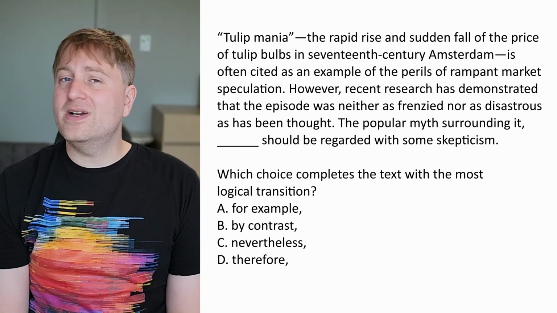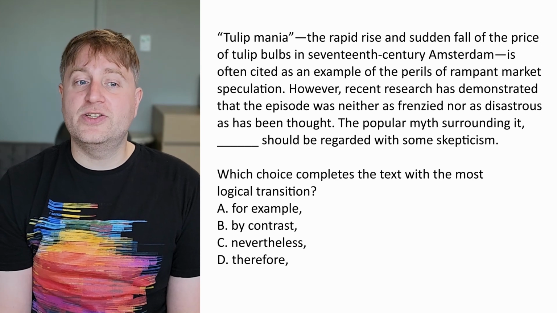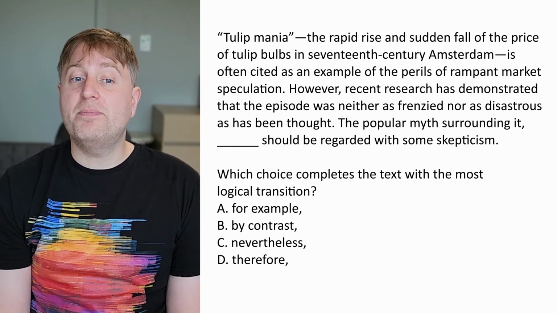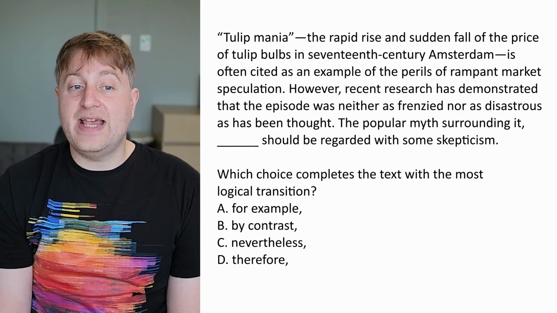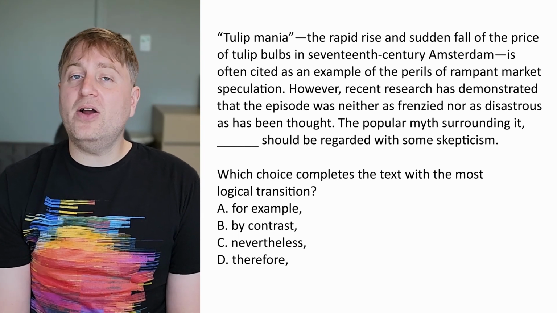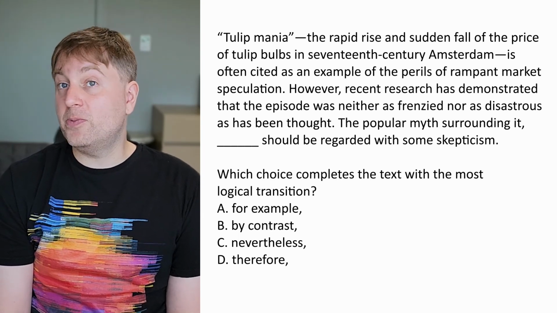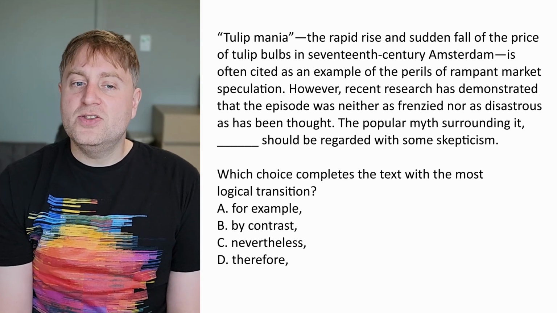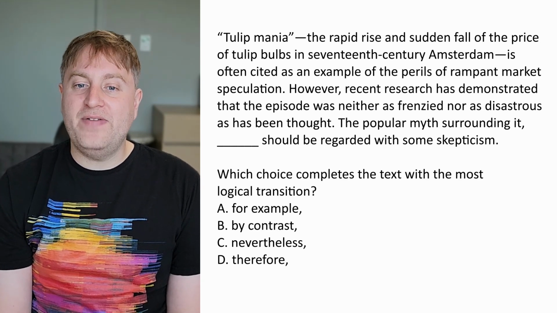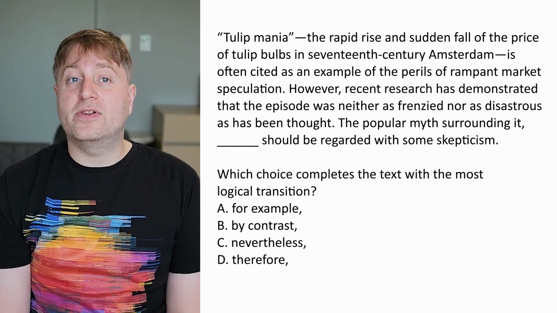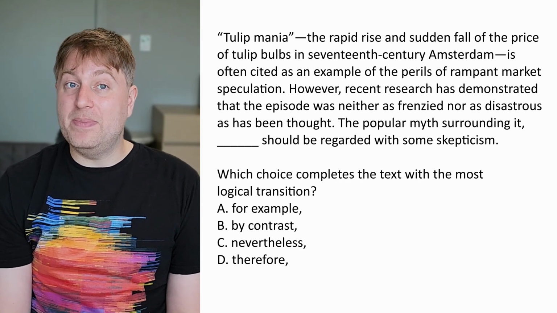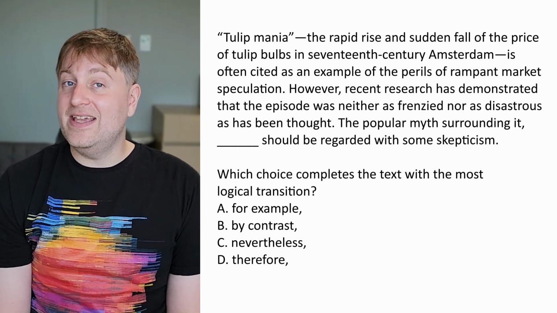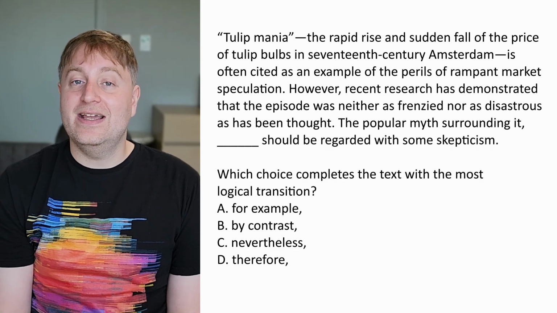Well, the part before is telling us that based on recent research, the popular view of tulip mania may be wrong, that it actually wasn't as frenzied or disastrous. And the second part is telling us that the popular myth should be regarded with skepticism. So the relationship is really cause and effect. We should regard the popular myth with skepticism because recent research suggests that it may be wrong. And the answer that gives us that relationship is D, therefore. Let's move on to another question.